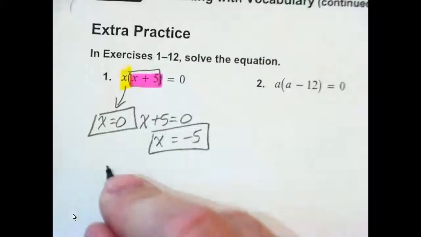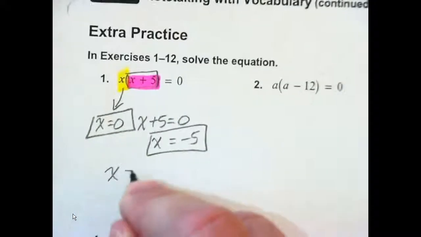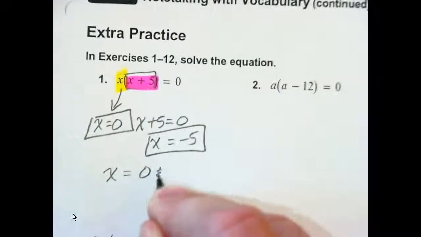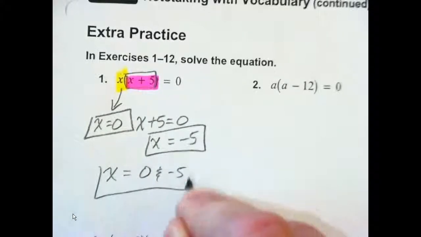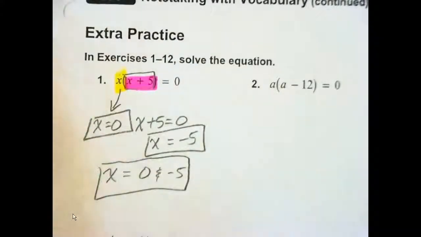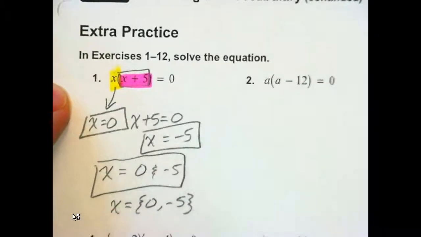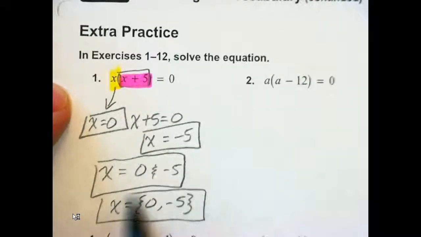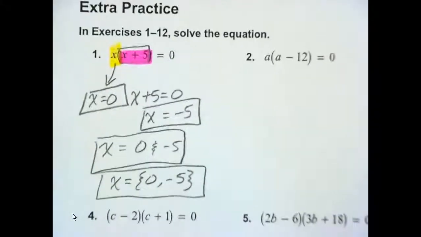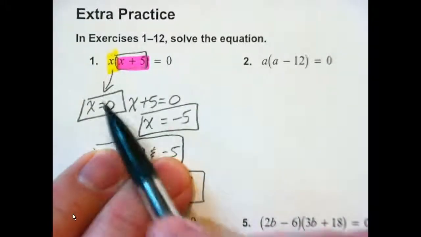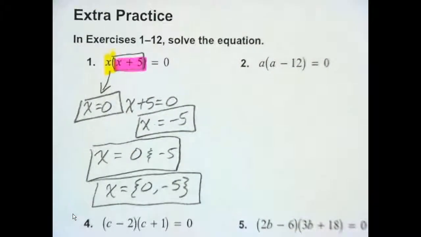You get X equals 0 and negative 5. Those are our answers. Sometimes we write it like this. Actually, a lot of times we write it like this: 0 and negative 5. Just putting it in set notation. Either way is fine with me right now. Even if you just left it up here and said that, I'd be fine with that for now.